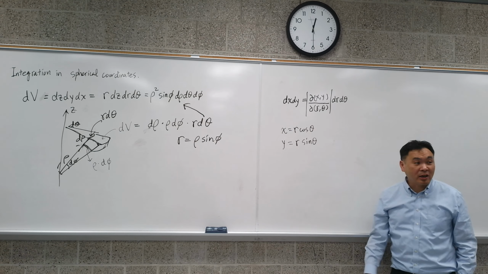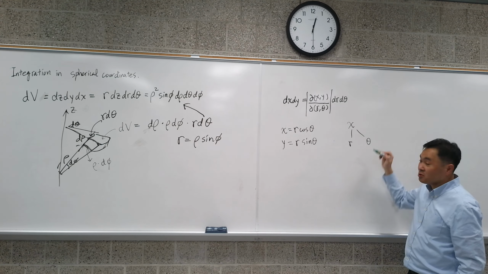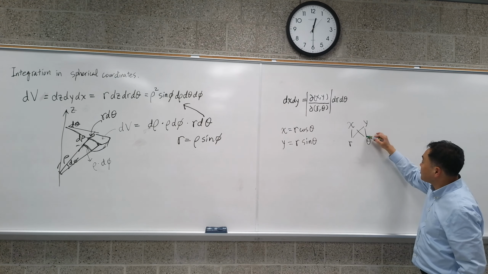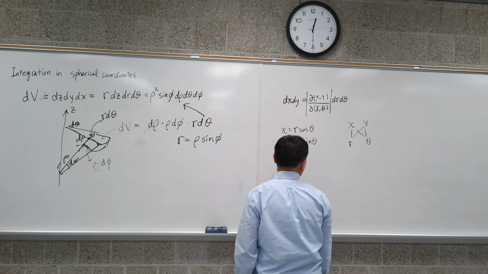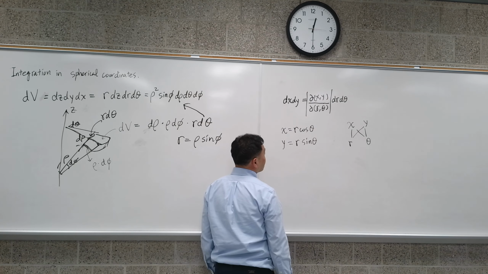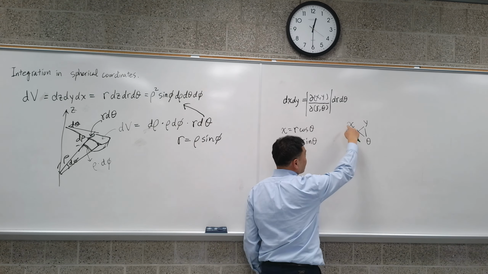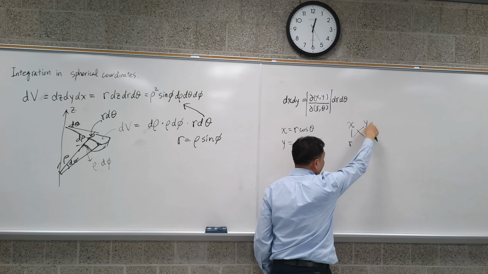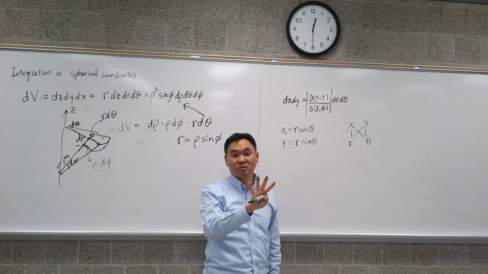And the dependence diagram goes like this. X is a function of both r and theta. Do you agree? Y is also a function of both r and theta. Right? So what you can do is take x and differentiate by r, take x and differentiate by theta, take y and differentiate by r, and take y and differentiate by theta. You have 4 different possible partial derivatives.